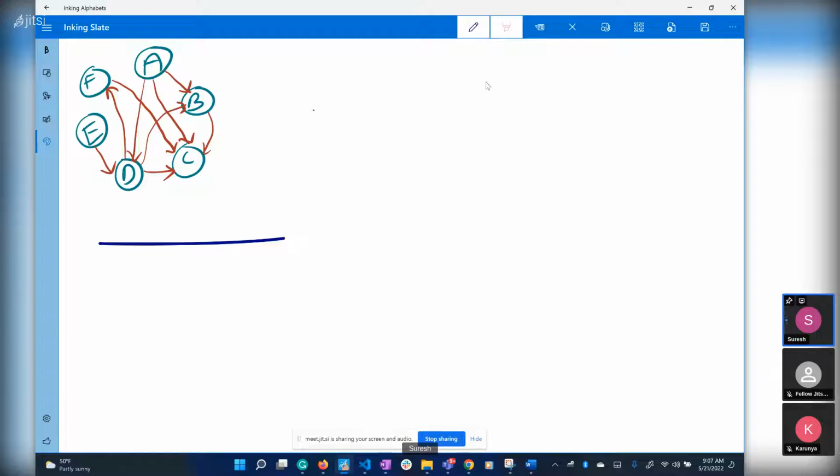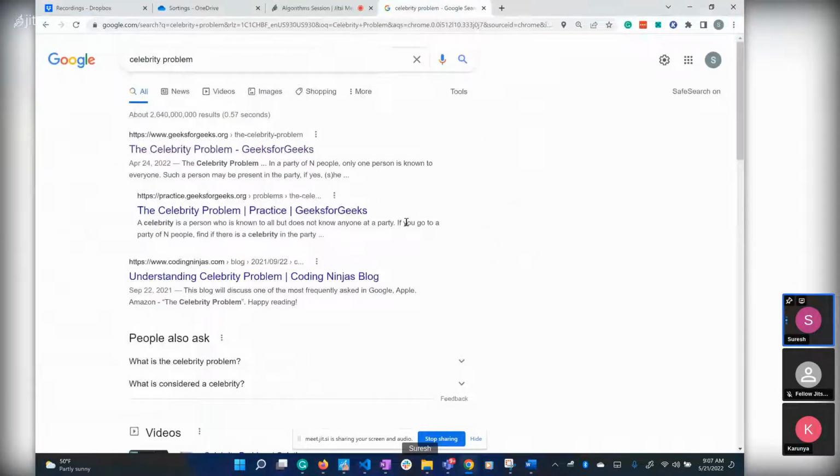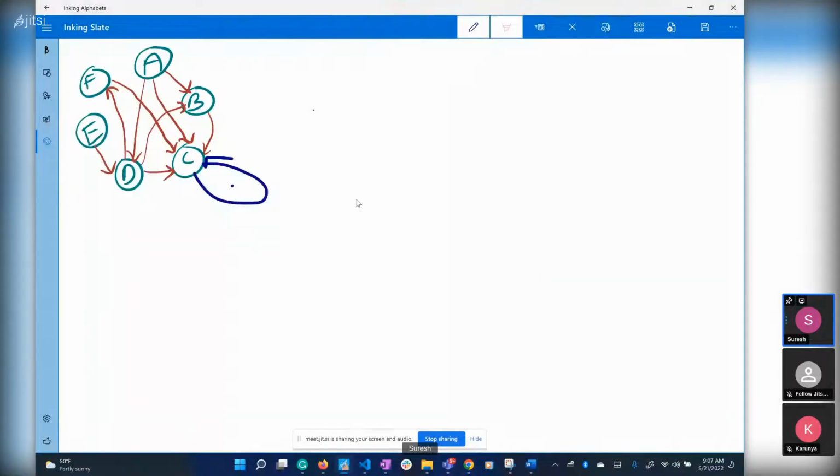Are you guys clear with the problem? Any questions? Yes, Suresh: what if a celebrity has an incoming connection from himself? That's a good question. I think you can treat that as a celebrity, because he knows himself, right? If a person doesn't know about himself, then he's not even a person. So this is not a problem. He has acquaintance with himself. I don't think that will disqualify the celebrity definition.